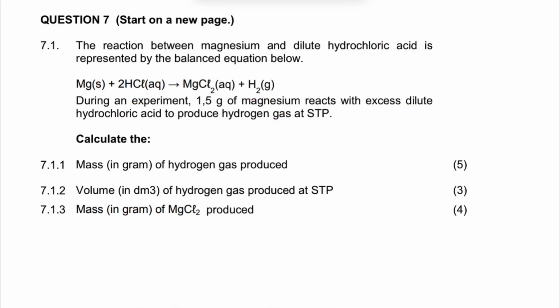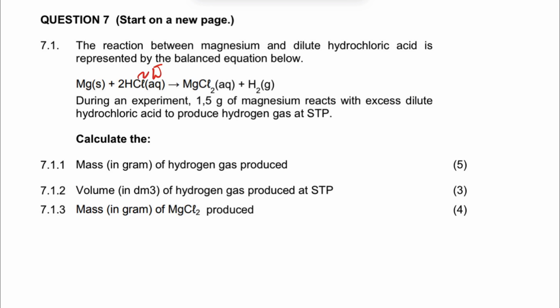Here's a question on stoichiometric calculation using the balanced equation. It says the reaction between magnesium and dilute hydrochloric acid is represented by the balanced equation below. Magnesium and hydrochloric acid give you magnesium chloride and hydrogen gas, right? During the experiment, 1.5 gram of magnesium reacts with an excess of dilute hydrochloric acid to produce hydrogen gas at STP.